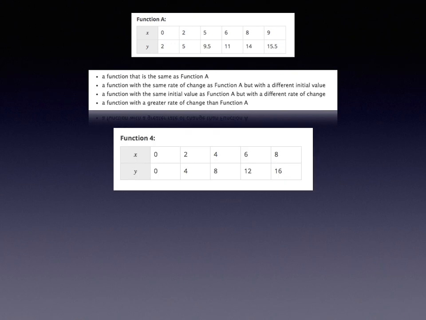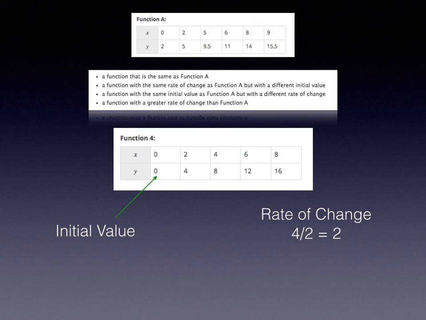So function 4 was a table. And if you notice, the initial value on this table is 0. And so already I know that this does not have the same initial value as our function A. And then to figure out the rate of change, I looked and saw that on this table, x is constantly increasing by 2. And as x increases by 2, y increases by 4, which means to find the actual rate of change for when x increases by 1, I have to do 4 divided by 2. So that makes the rate of change 2. And if you remember, function A had a rate of change of 1.5. And so that means that this function 4 is a function with a greater rate of change than function A.